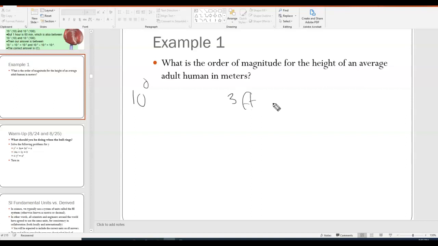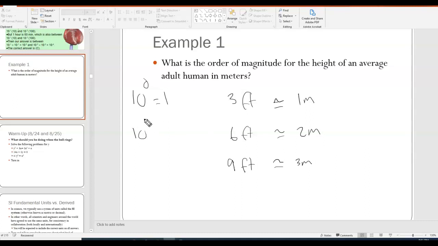3 feet is not equal to 1 meter, but it's close. So if you say 3 feet is about 1 meter, and 6 feet is about 2 meters, and again, it's not equal. It's pretty close, but it's not exactly. Maybe if there was a giant person, they might be 9 feet tall. I don't know if that's possible. But 1, 2, and 3 are all closest to 10 to the power 0, which is 1.